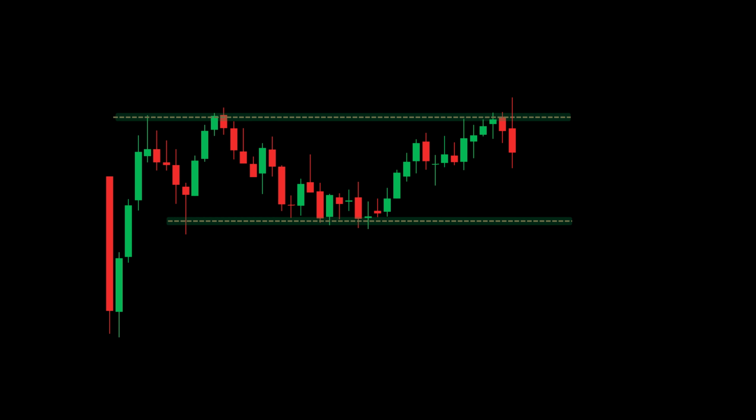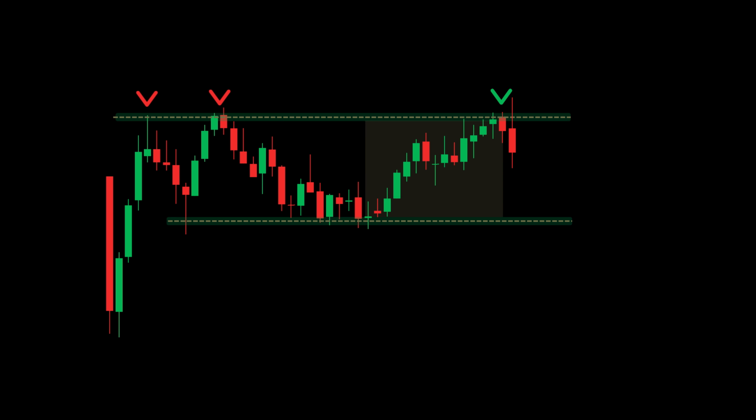A pro trader waits patiently because they know this level has been rejected twice before. As the price moves closer to this area, the candlestick structure clearly shows that buyers have weakened, resulting in smaller candles and a noticeable loss of momentum. Therefore, the chances of a genuine breakout are minimal.